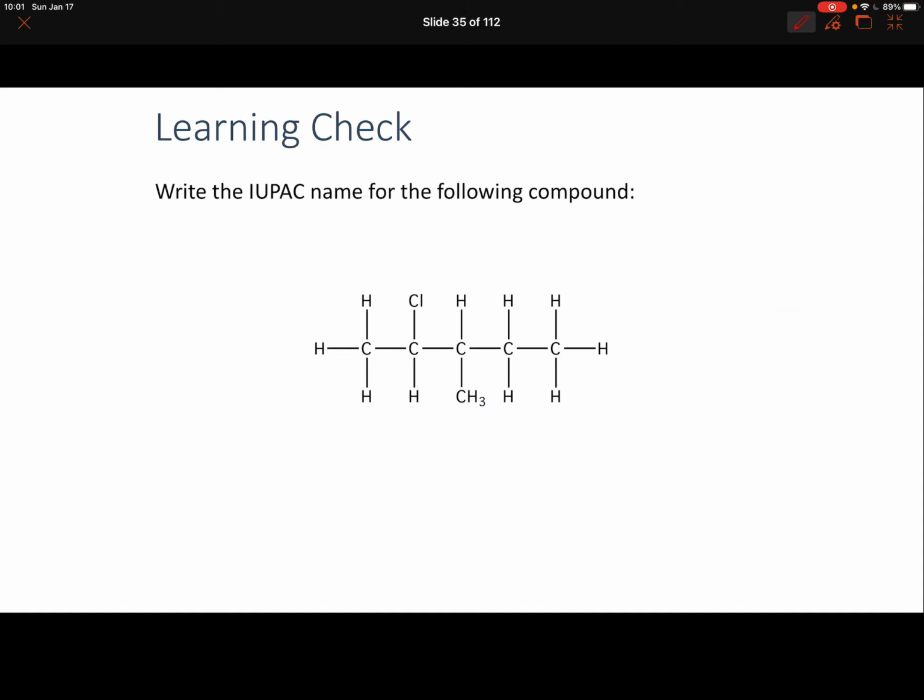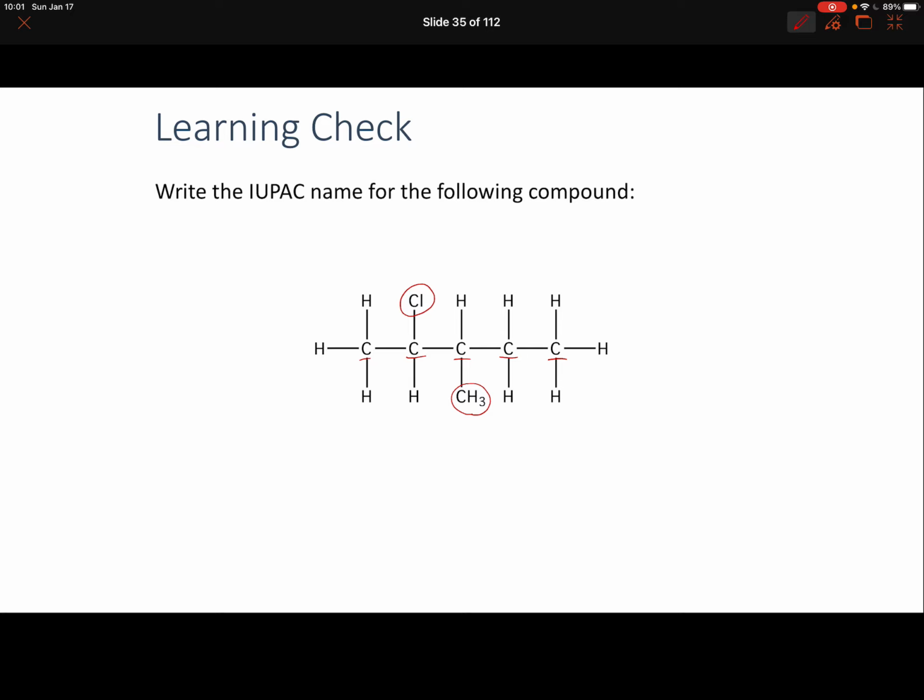So give this one a shot. Notice how many carbons it has. Notice that there are some substituents on it. Try to do your best to give this one a name. Now, I think we should probably work this one together, just so I can point out one of the things we haven't gone over yet, the numbering system.